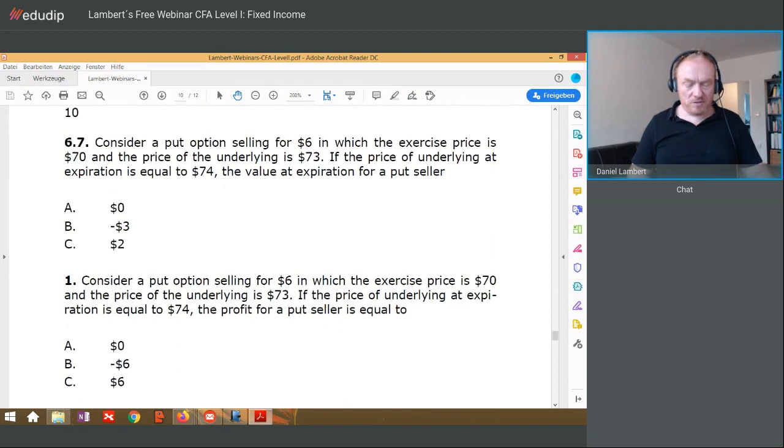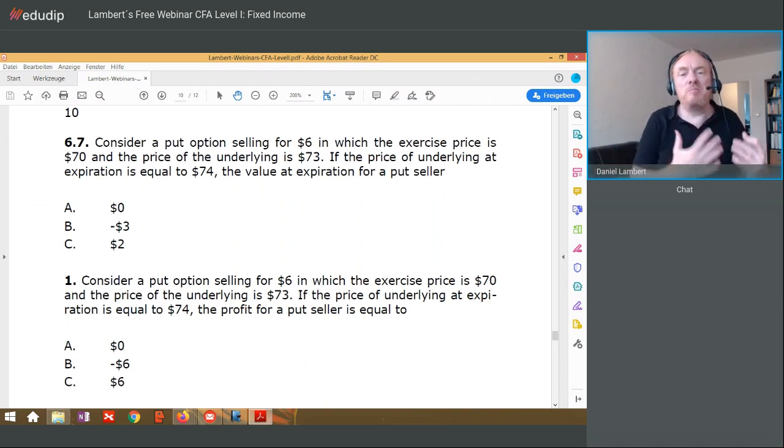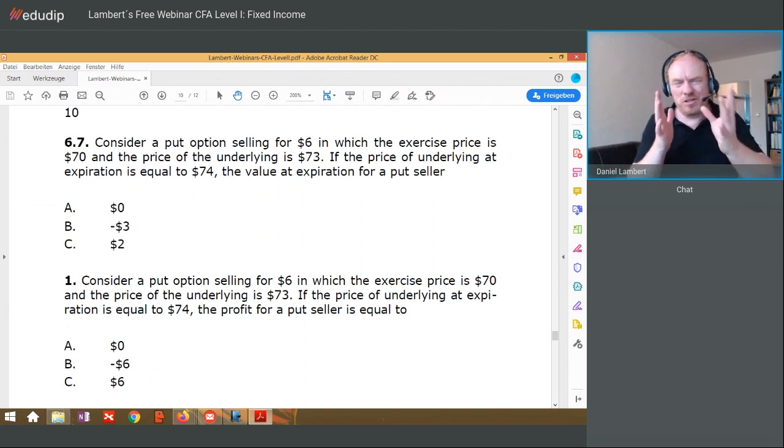So it's question number 7, dealing with the same option, of course, but dealing with the seller, the put seller. There's not only a put buyer, there's a put seller, and the put seller also has two things to look at: his payoff and his profit. The seller is quite a passive person. He's not actively doing something, he's passively waiting for what the buyer does. The buyer is the one person that does something, and the seller just waits and looks.